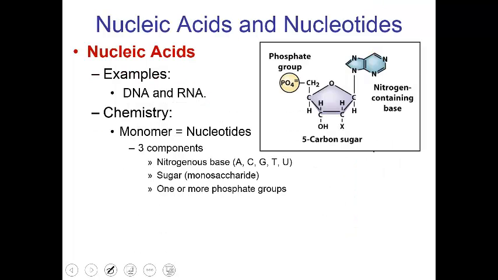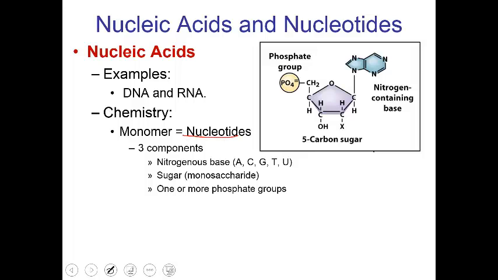The third macromolecule group is nucleic acids. These are molecules of information storage. These are molecules that store our genetic information. There are two types of nucleic acids: DNA, which is deoxyribose nucleic acid, or RNA, which is ribose nucleic acid. The monomer, the building block of nucleic acids, is called a nucleotide.